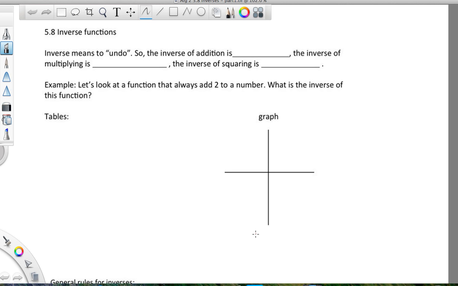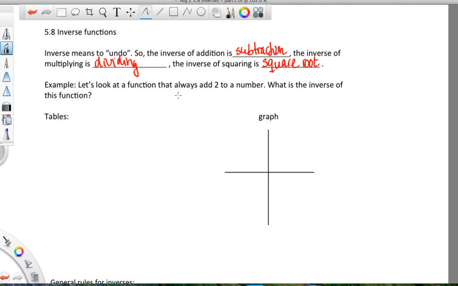5.8 Inverse functions. An inverse means that you're undoing something. So the inverse of addition is subtraction. The inverse of multiplying is dividing. And the inverse of squaring would be to take a square root. Okay, so let's look, informally, at an inverse.